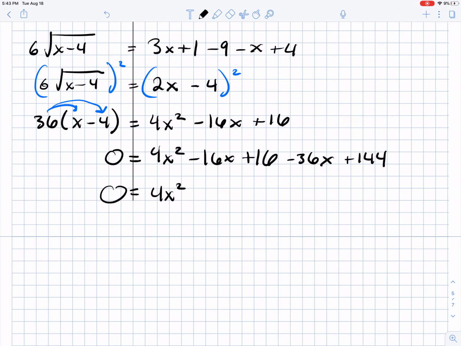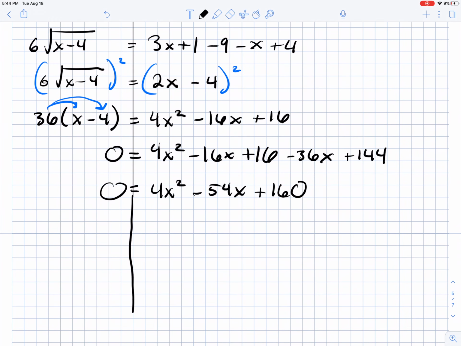Let's see, negative 36 plus negative 16, 36, 46, 54. That's going to be a negative 54x. 144 plus 16, 60. Yeah, plus 160. So then in this form, we want to factor. It looks like we might have a GCF of 4. No, it's at least everything's divisible by 2, but it looks like we can factor out a 4 from everything.